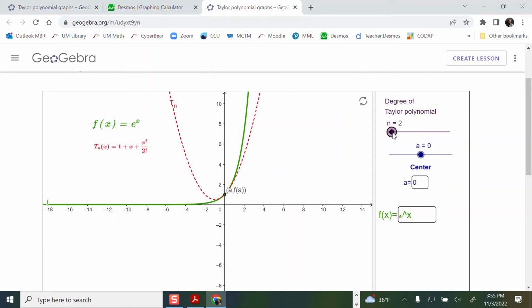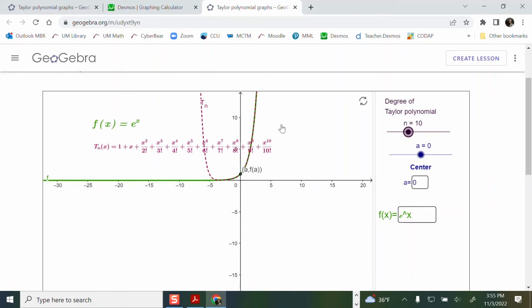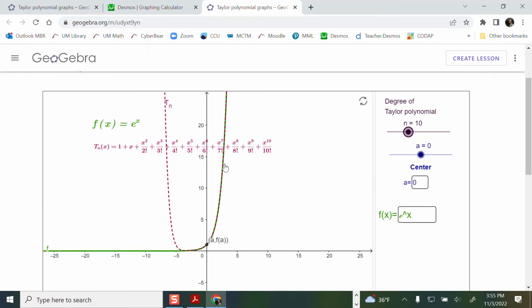Let's see, I need to click on that. 2, 3, 4, 5, 6, 7, 8, 9, and 10. So that's the function that we found. It's a 10th degree polynomial. And it looks like it does really well for positive values of e to the x. In fact, those all look pretty good.